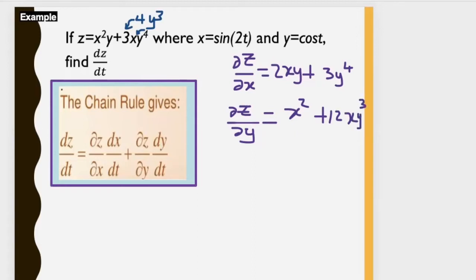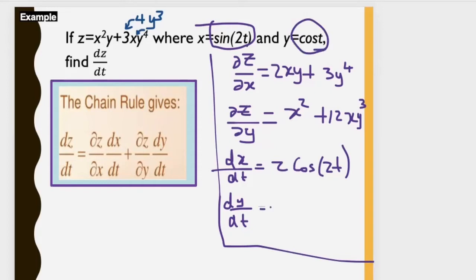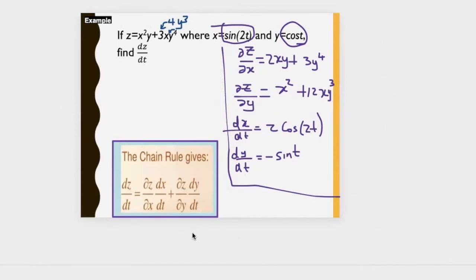Now, having these, I can differentiate x with respect to t, and I also need to differentiate y with respect to t. So I have sine 2t to differentiate. The derivative of sine 2t is 2 cos 2t, so I'll have 2 cos 2t, while the derivative of cos t will be minus sine t. So I'll have this to be minus sine t.